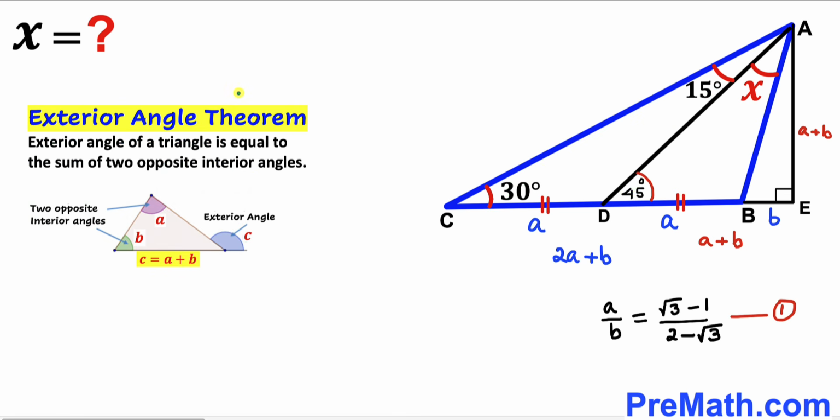Now let's recall the exterior angle theorem once again. According to this theorem, the exterior angle of a triangle is equal to the sum of the two opposite interior angles, as you can see in this triangle. So we can see that this angle ABE is our exterior angle, whereas these two are opposite interior angles: 45 degrees and this angle X. So this angle ABE turns out to be X plus 45 degrees.